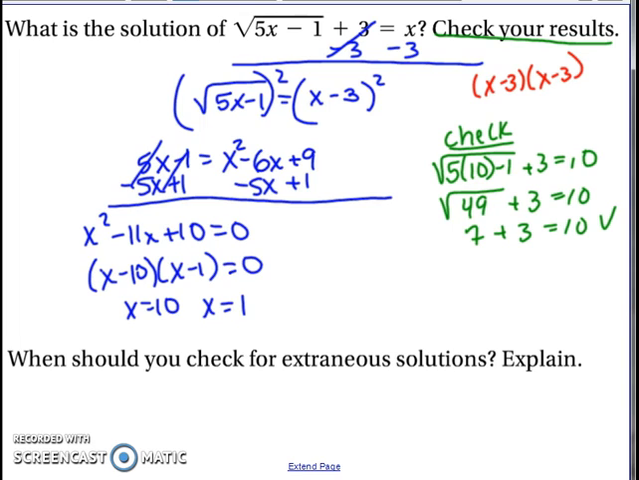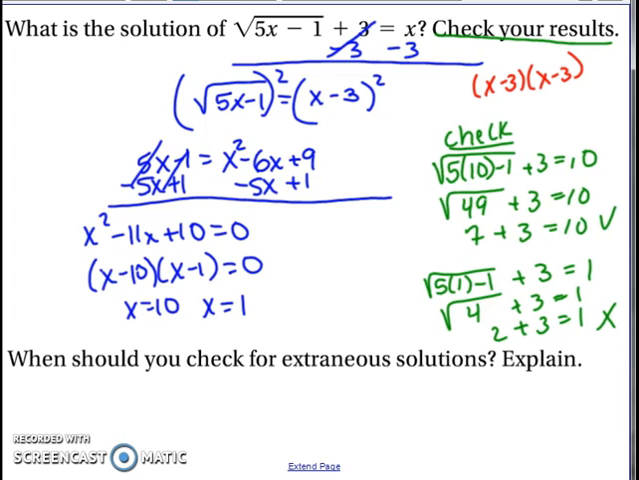And then our other check, we're going to do 5 times 1 minus 1 plus 3 equals 1. So the square root of 4 plus 3 equals 1. So 2 plus 3 is not equal to 1. So x equals 1 is not an answer, and x equals 10 is an answer.